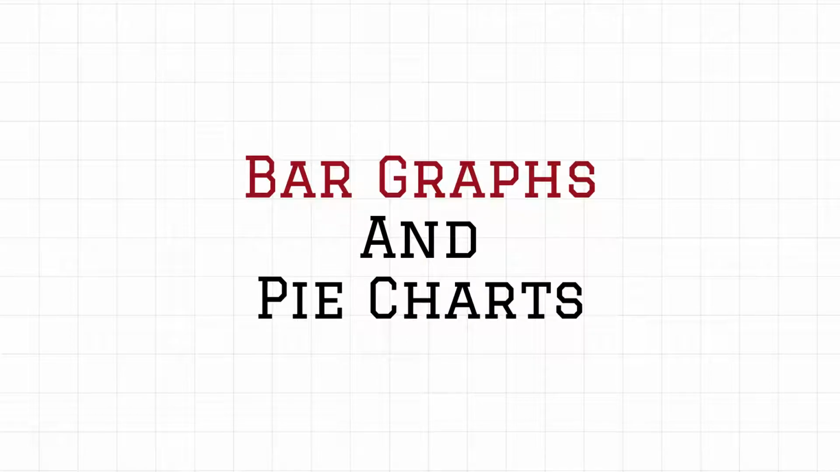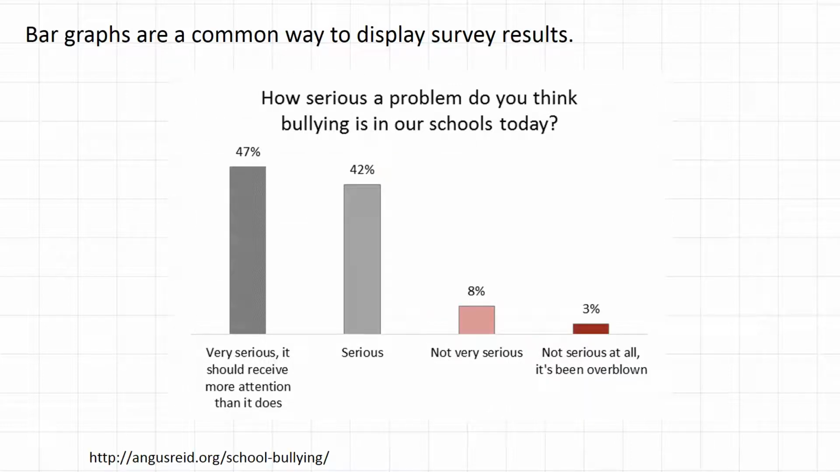Now that we've explored the difference between absolute and relative frequency, we're going to take a look at examples of how these statistics can be displayed, specifically bar graphs and pie charts. So let's take a look at bar graphs.